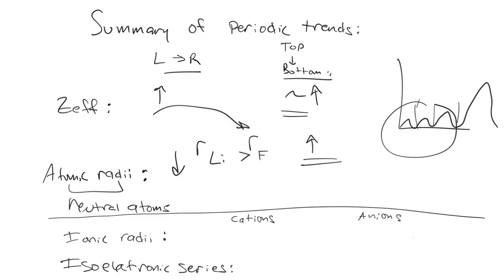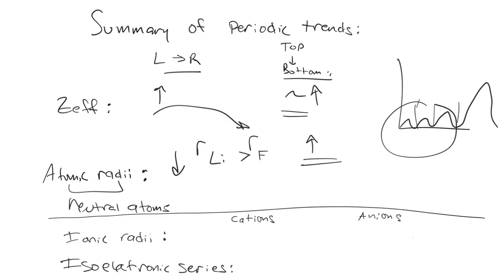And that goes, of course, despite the slight increase in effective charge. So even though the effective charge went up a little bit from top to bottom, it's not pulling the electrons in more closely because there are just too many electrons, and they're already using those larger n orbitals. Our atomic radii trends here are for neutral atoms. So when we're comparing atomic radii, we're thinking lithium uncharged, 0 charge, fluorine uncharged, 0 charge.